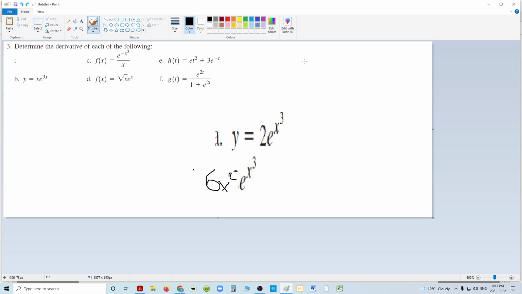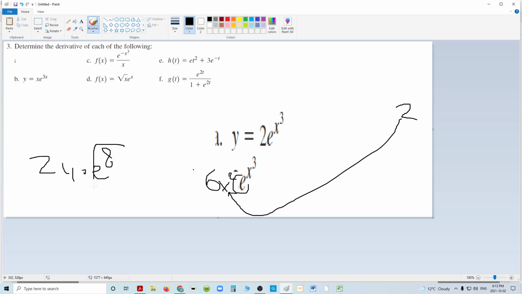As an example, if I was looking for x is equal to 1 or 2, let's use 2. I put the 2 in here, I get x squared, 2 squared is 4, times 6, I get 24. I take e, 2 cubed is 8, so I have to multiply 24 times e to the power of 8. I'm not going to resolve that, but that's essentially 2.71 to the power of 8 times 24.